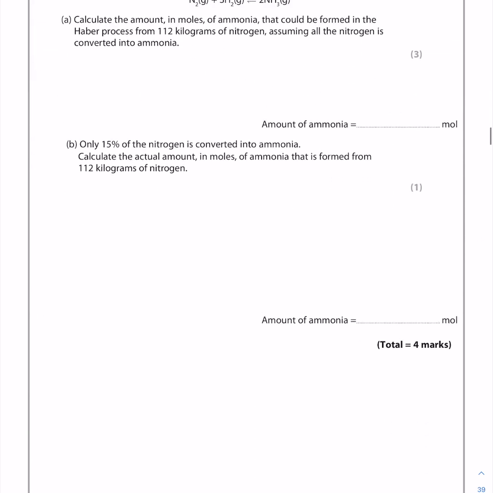Question 30. The equation for the formation of ammonia is N2 plus 3H2 gives 2NH3. Calculate the amount in moles of ammonia that could be formed in Haber process from 112 kilograms of nitrogen, assuming that nitrogen is converted into ammonia. طيب احنا عندنا القانون المولز is equal to mass over Mr. الماس معانا 112 كيلو جرام اللي هي 112,000 جرام over Mr of nitrogen. النيتروجين اللي هو N2 يبقى 14 by 2، يبقى Mr بـ 28.